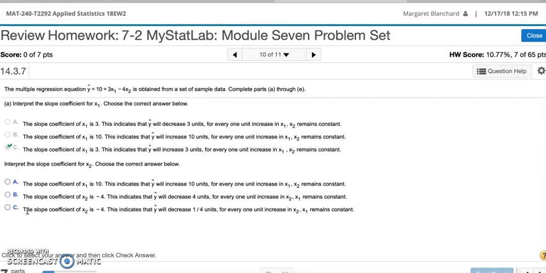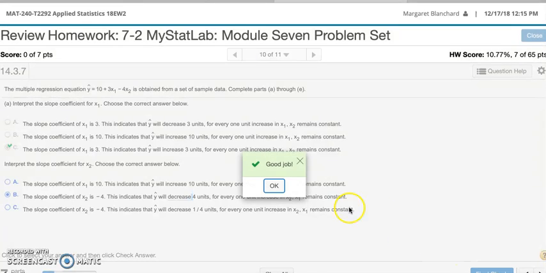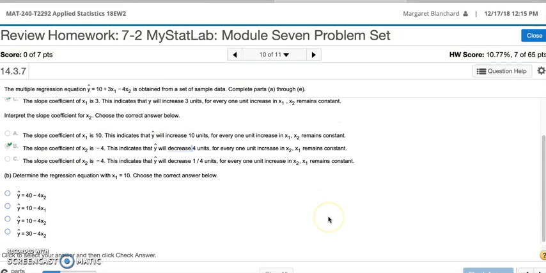Now remember, in part A, we talked about how if the slope coefficient is positive, y hat will increase for every unit increase of that variable. In this case, we have a negative, so y hat will decrease that number of units. The slope coefficient of x2 is negative 4. This indicates that y hat will decrease 4 units for every unit increase of x2, x1 remains constant. The other option says decrease 1/4 units, and there's no reason for that. It's 4 units, as you can tell. Good job.